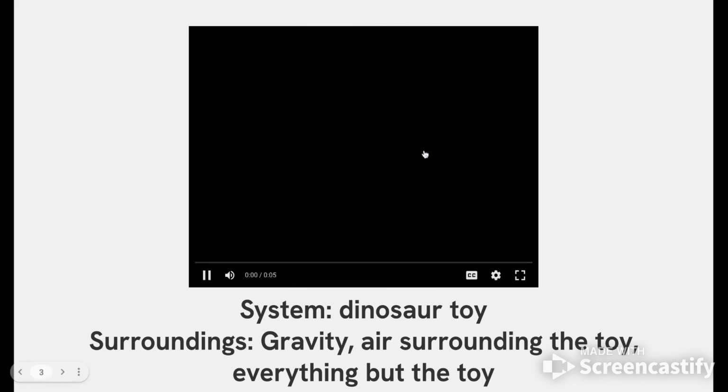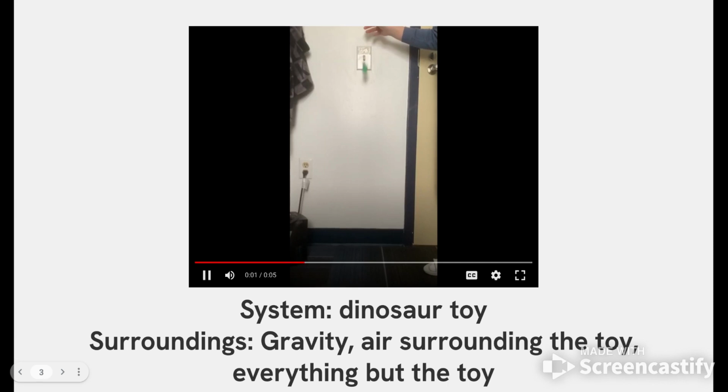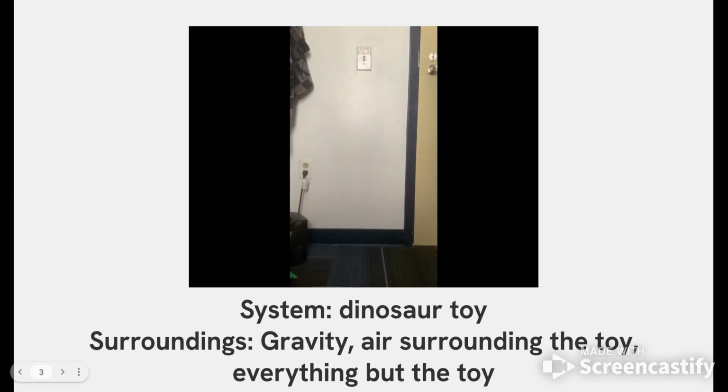The experiment here is the dinosaur toy being dropped from rest, so it doesn't have any initial velocity, and the position will start at 0, 0 and fall down in the negative y-hat direction. The system here is the dinosaur toy, and the surroundings will be anything around it.